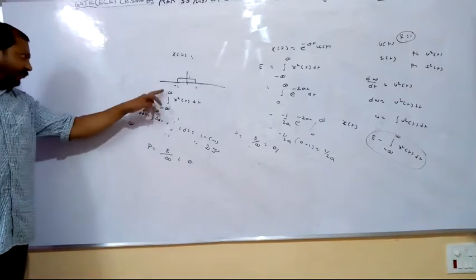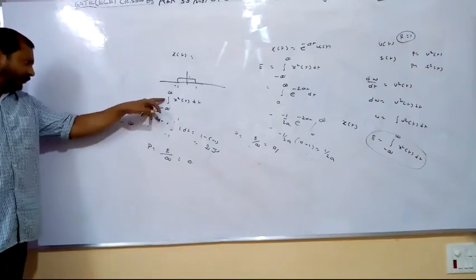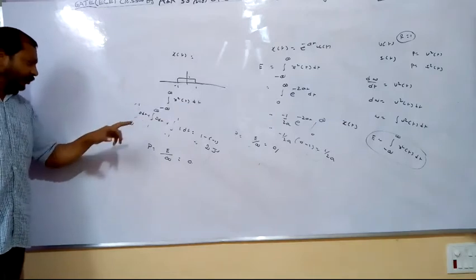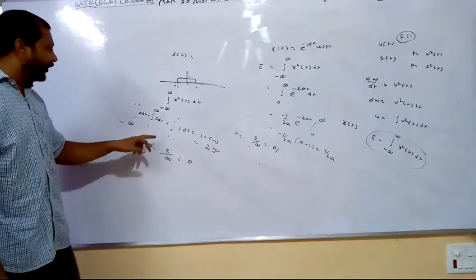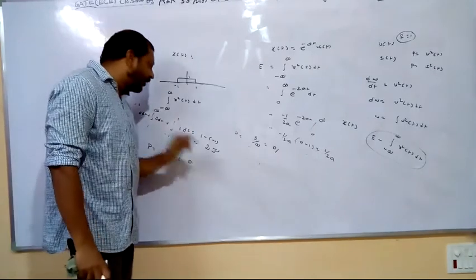The indication is minus infinity to infinity. I am splitting this integration: minus infinity to minus 1, 0 into dt, plus 1 to infinity, 0 into dt, plus minus 1 to 1, 1 into dt. The corresponding value is equal to 2 joules.